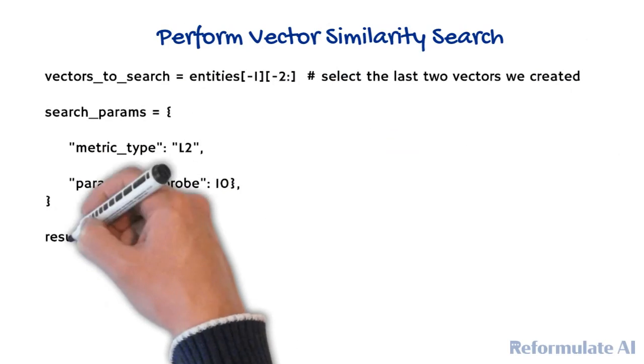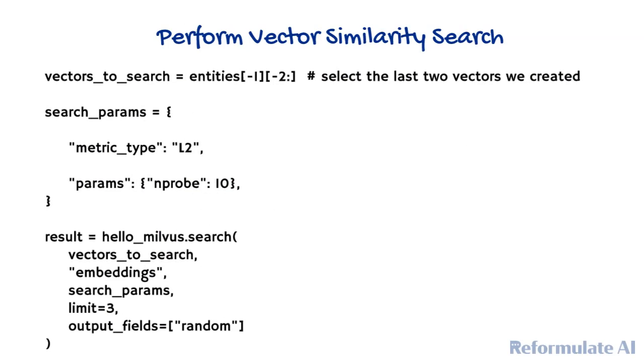To perform a vector similarity search against the data you uploaded, call the search function, first passing in a list of 1 or more vectors to search. Additionally, you must provide the name of the vector field to search against, search parameters specific to your index type, and how many of the top k similar results to return. You can also provide additional optional parameters like a list of fields to return in the search results if you don't need all the fields returned.